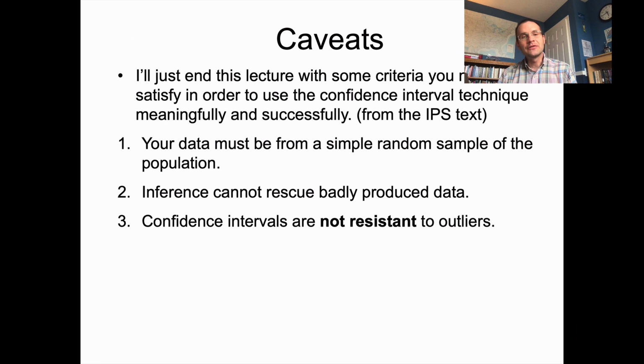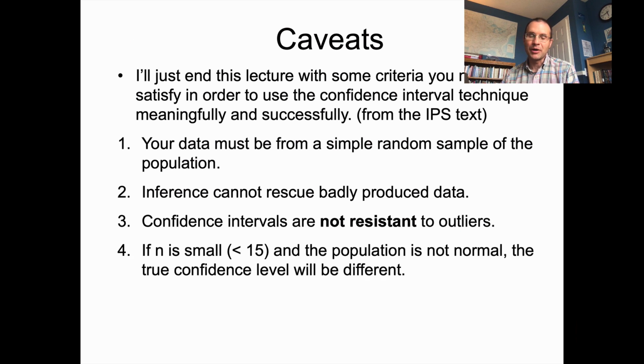Number three, confidence intervals are not resistant to outliers, because remember, we're estimating where the mean of the population is, and means can be shoved one way or another by outlying values. We've talked about that before, because this is the mean we're talking about, not the median. So that can be problematic.